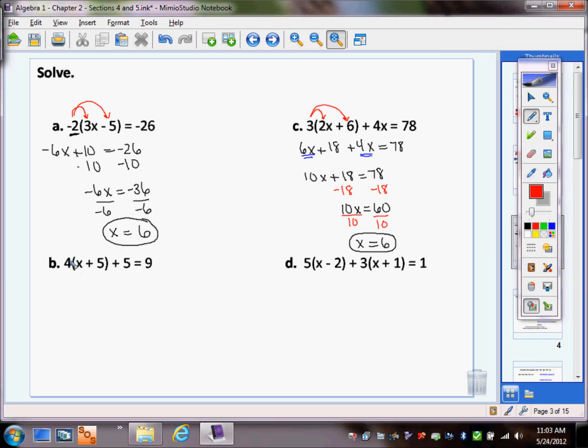For our next problem, I'm going to distribute in my 4. So I get 4x plus 20 plus 5 is equal to 9. I have like terms of 20 and 5, so that's 4x plus 25 equals 9. I'm going to subtract 25 from both sides. And I get 4x equals negative 16. Divide both sides by 4, and you get x is negative 4.